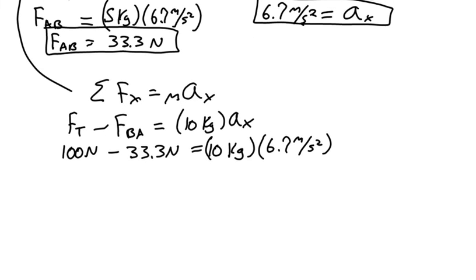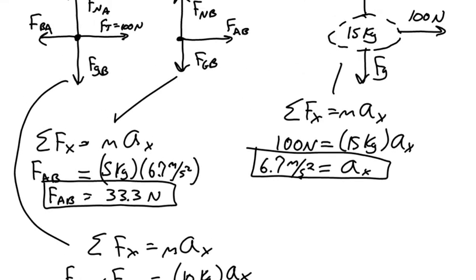And so we'll do 100 minus 33.3, which is 67.7 newtons, equals 10 times 6.7 is 67, and I rounded off differently on these two. So the 6.7 was really 6.6 repeating, and the 33.3 was really 33.3 repeating. So we end up with the same answer regardless of how we approach it here. So it doesn't matter which method you use or which box we examine.